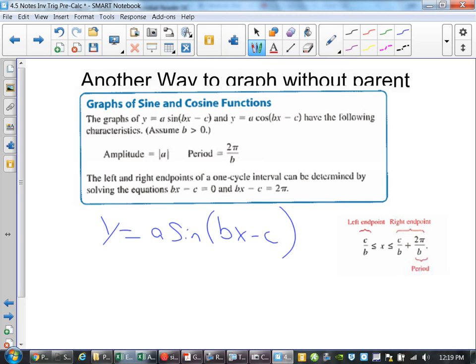You're still going to get the same period, but like I'm saying, it's going to make it easier for us by not having to print out or draw out the parent function and then go to that extra set of 5 points.